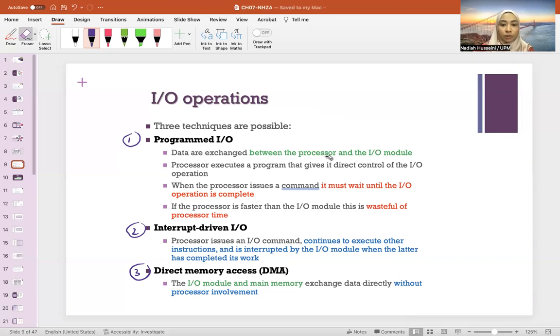Okay, so data exchange between the processor and the I/O module. Processor executes a program that gives it direct control of the I/O operation. When the processor issues a command, it must wait until the I/O operation is complete. We will see a flowchart after this and see how this impacts the processor. If the processor is faster than the I/O module, this is a wasteful processor time, of course. If the processor issues a command and has to wait until the I/O operation is done, then the processor has to pause until everything is done, when the time could be used to do other instructions.